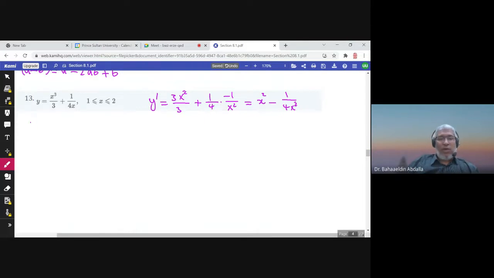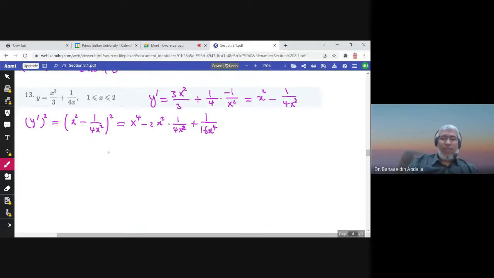Now I need y prime square. To find y prime square, I will square these two terms. And when you square two terms, the square of x squared is x to the power 4, minus 2 times x squared, the first term, times 1 over 4 x squared, the second term, plus the square of the second term, which is 1 over 16 x to the power 4.